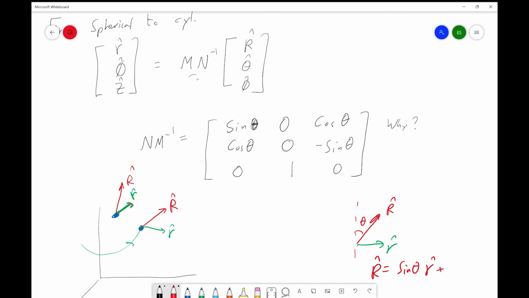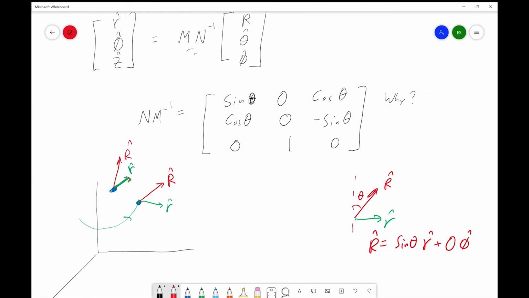So because there is no dependence on phi, it's going to be 0 phi hat, right? And again, of course, this is intuitive because between cylindrical and spherical coordinates, they share the same phi hat. So there is really no phi transformation. No dependence on phi, so it's 0 phi hat. And then what about z?